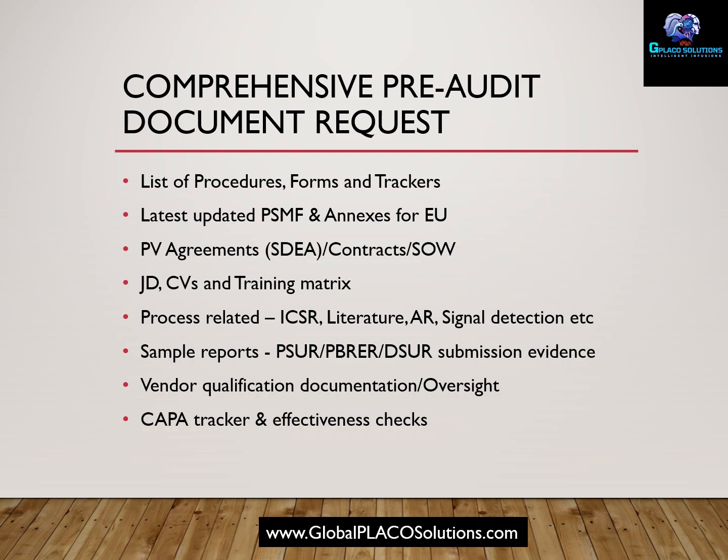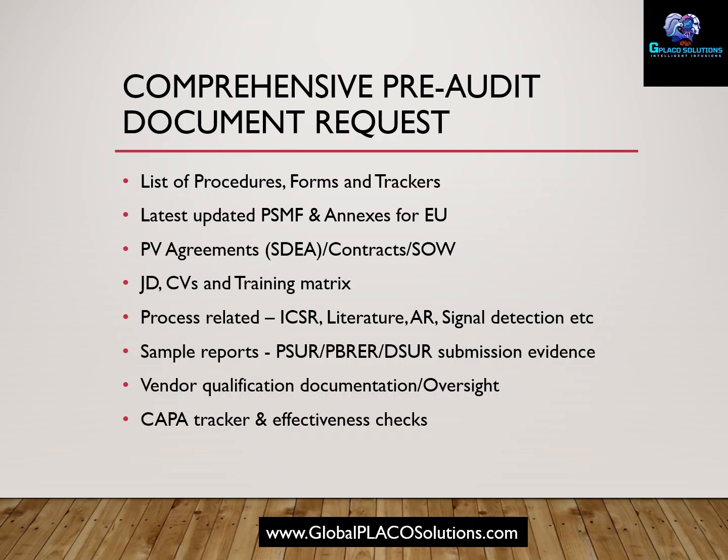If it is a third party or a vendor, we will also request for vendor qualification or third party management documentation, and how they have the oversight of the vendors, and also the CAPA tracker and effectiveness checks. If they are an old organization and have conducted audits previously, they would be maintaining a CAPA tracker and also the effectiveness checks. These all are very common document requests.